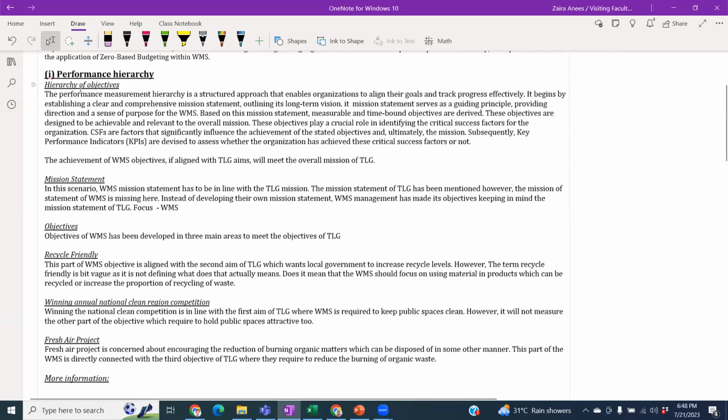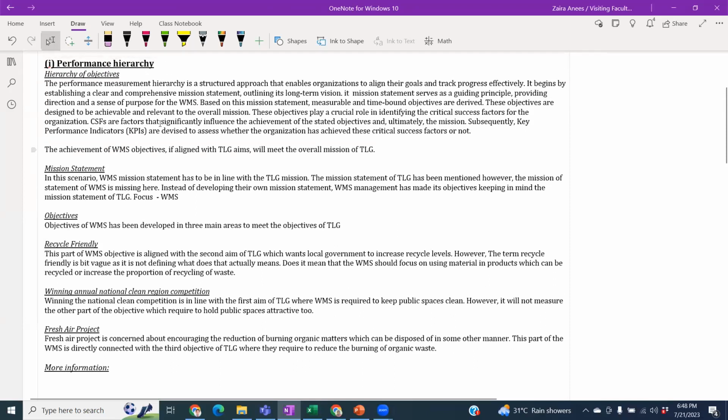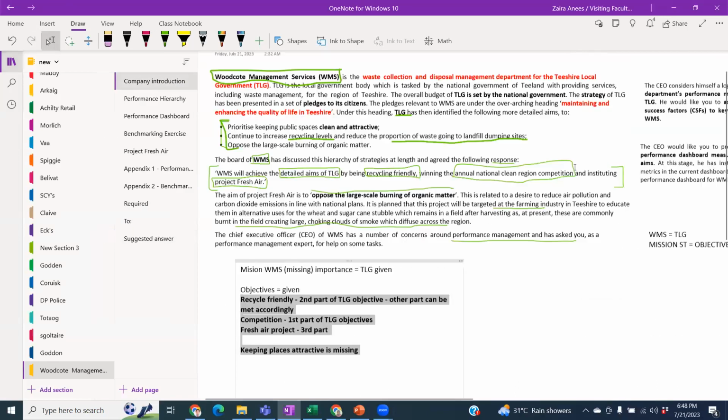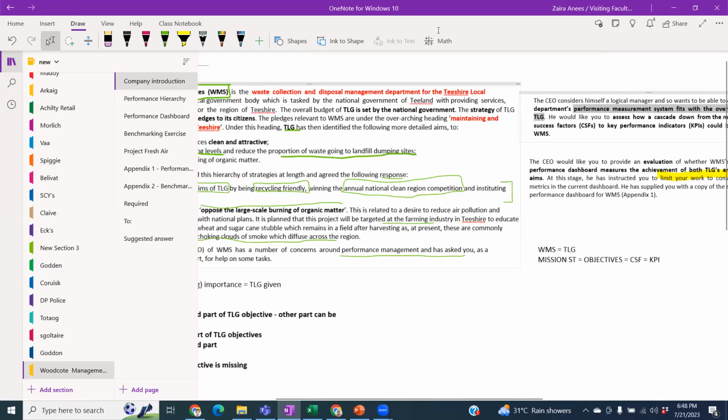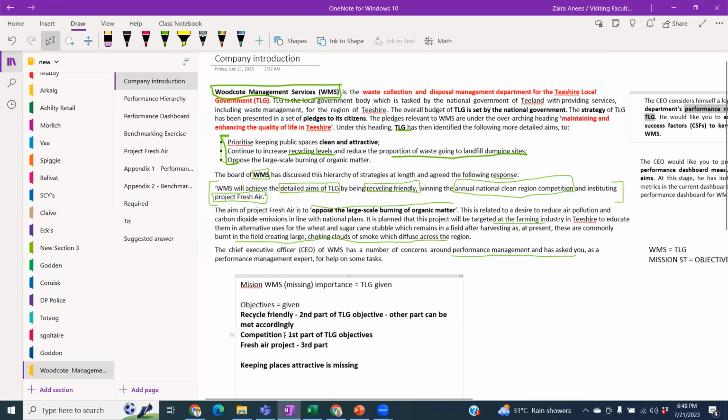So we have identified the first requirement, which says that you have to tell what is the hierarchy of objectives, right? Then you have to tell what is a mission statement, and then you have to go with the objectives. Critical success factors and KPIs I have addressed here, so I'm not connecting it here, because the examiner is actually concerned about whether the performance measurement systems fit with the overall strategy of TLG or not, right? So we have identified that these three are in line with the objective of TLG and one is not. So we have highlighted that as well. So this is a complete answer, right?